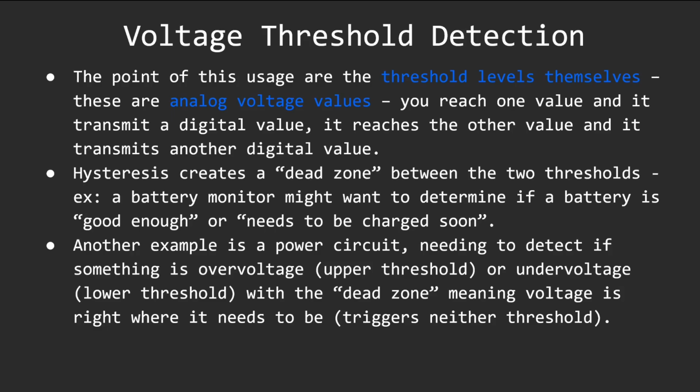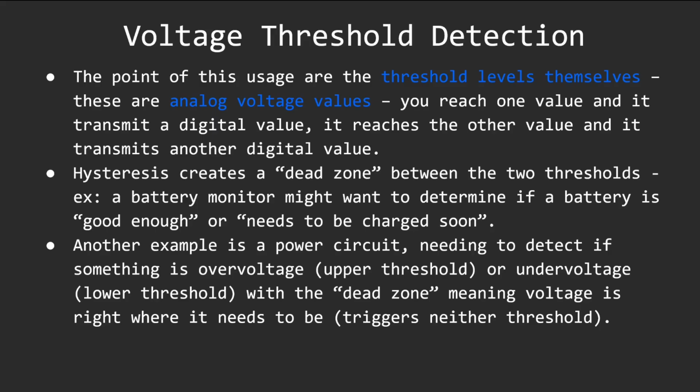And then we have voltage threshold detection. This is something a little bit different. The point of this usage is the threshold levels themselves. Keep in mind, these are analog voltage values. You reach one voltage and it transmits the digital value. It reaches the other value and it transmits another digital value. This could be 0 or 1, off and on, whatever. That's not the important part.